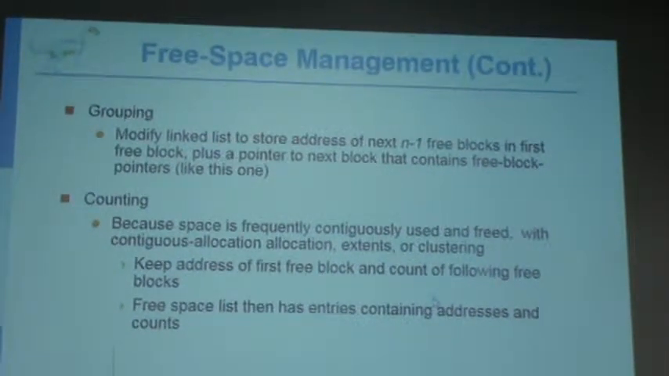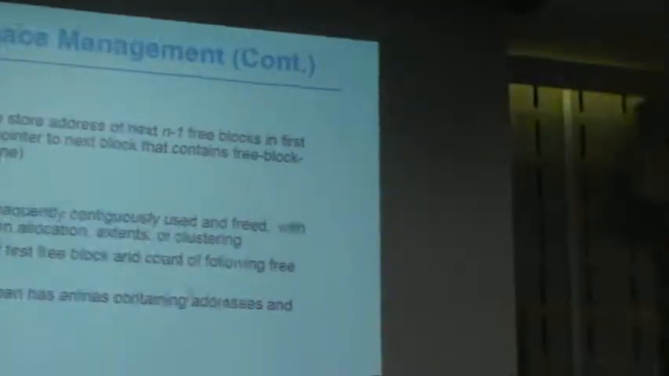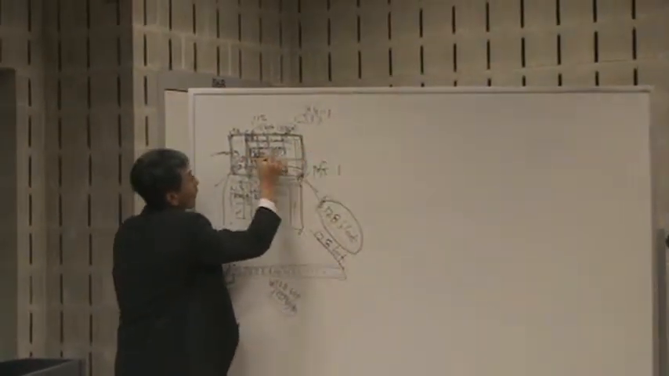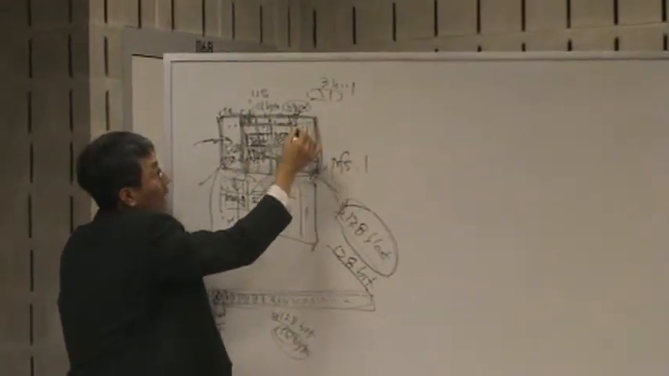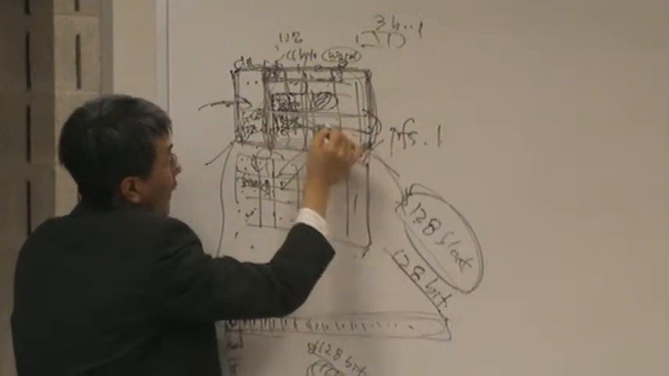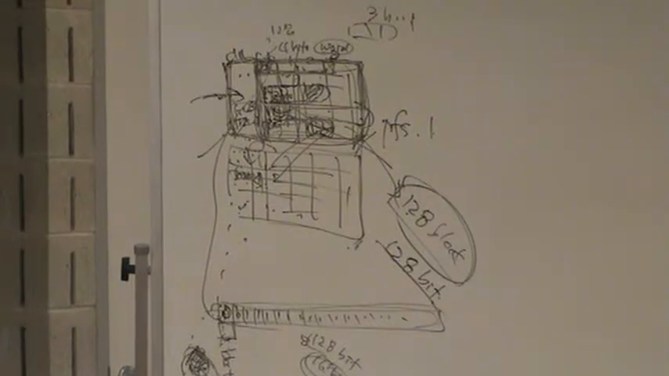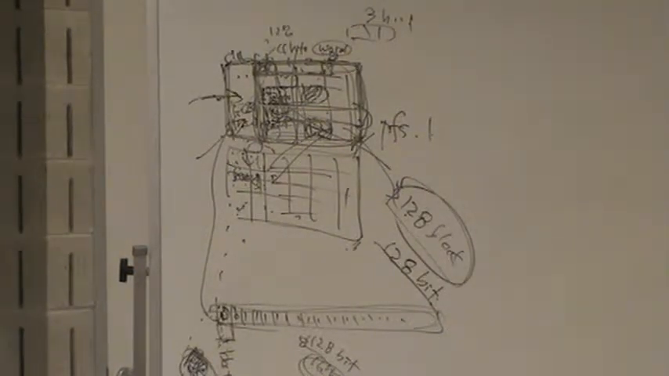In this case, the linked list makes a group of the free blocks. You make a free block and pass the address of the next free block. That is how to make groups of the free list in free block management.